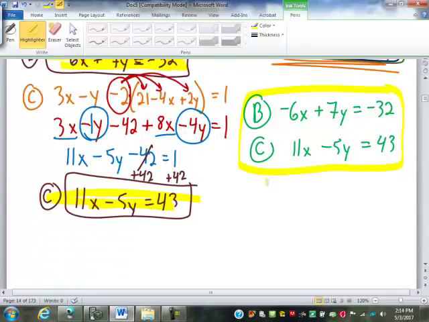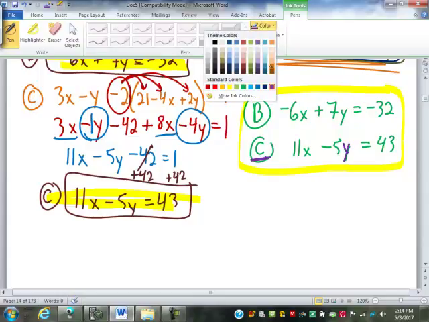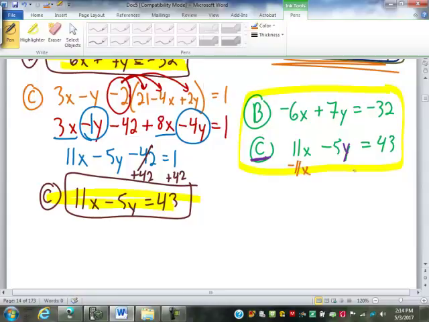Well, I have to get rid of one of those variables. Either have to use substitution or elimination. Looking at it, neither one's going to be really easy. But what I'm going to do is I'm going to take equation C here and I'm going to solve it for y. So I am going to go ahead and we're going to subtract the 11x. So that's negative 5y is what's left there. 43 minus 11x is 43 minus 11x.